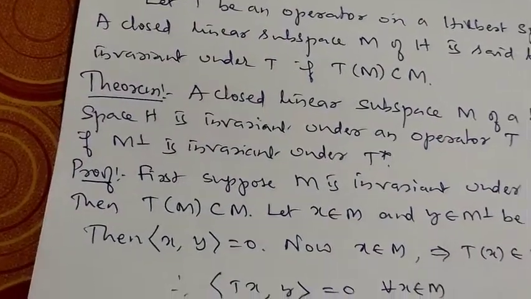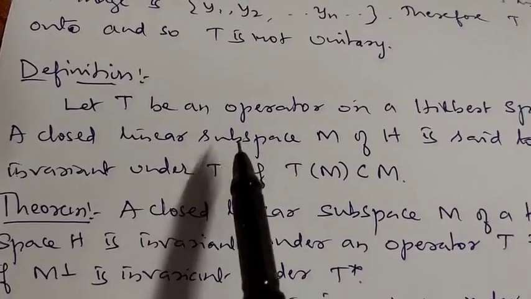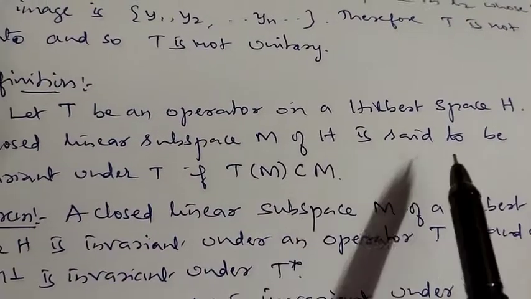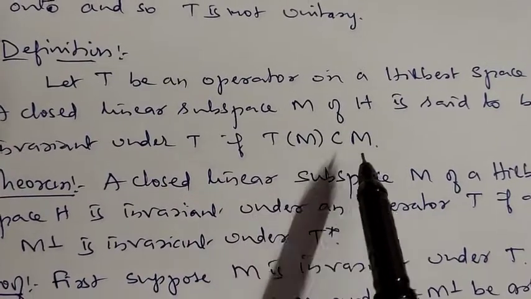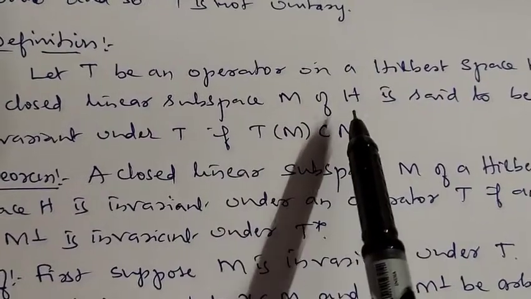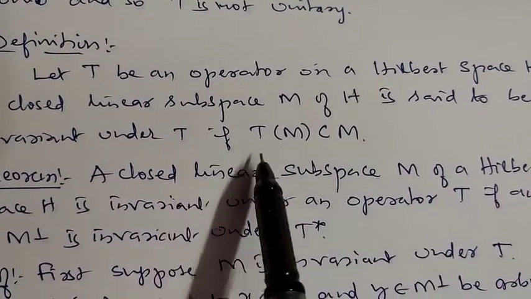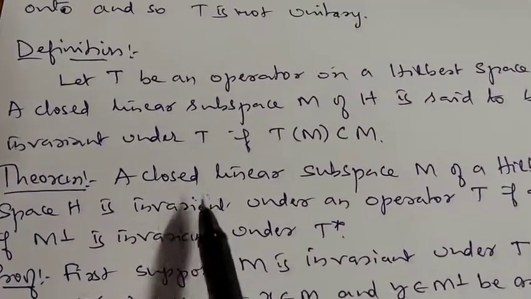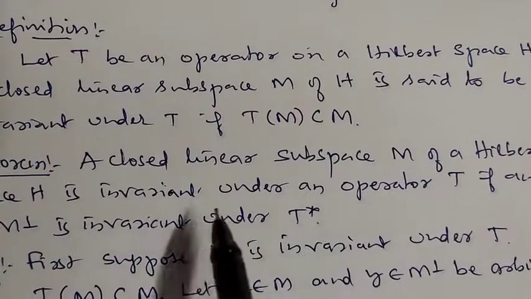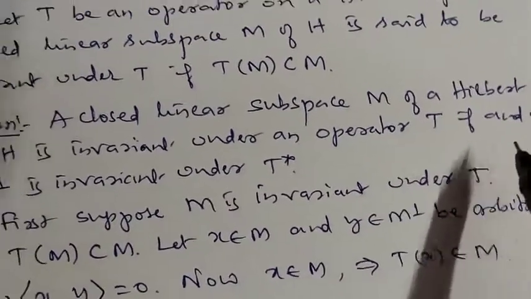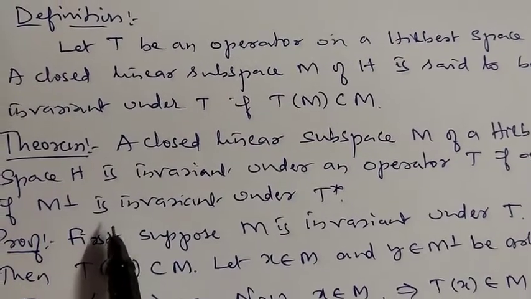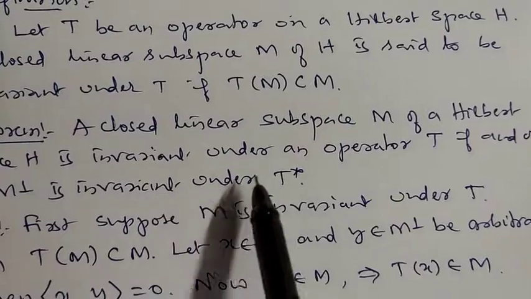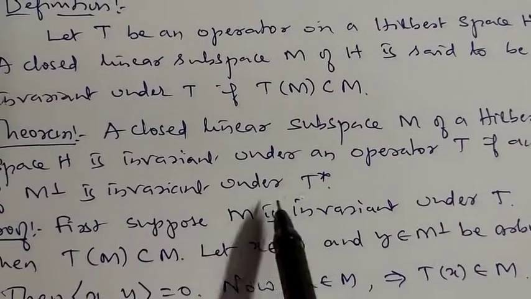Next, suppose you know this definition. Let T be an operator on a Hilbert space H. Then a closed linear subspace M of a Hilbert space H is said to be invariant under T if T of M is contained in M. Now, this result says a closed linear subspace M of a Hilbert space H is invariant under an operator T if and only if M perp, the orthogonal complement of M, is invariant under T star.